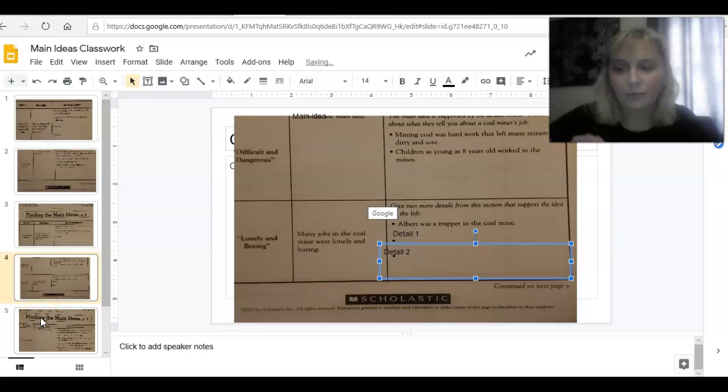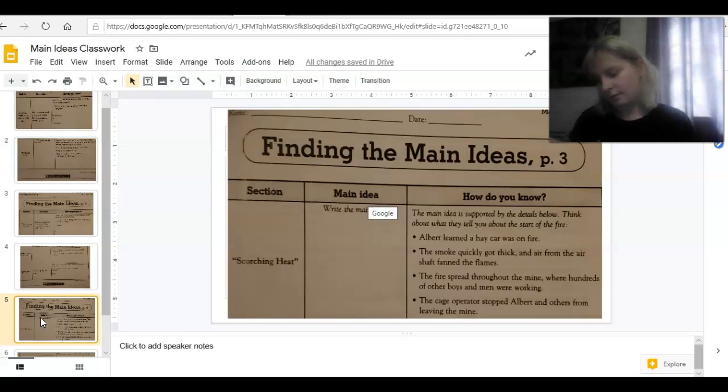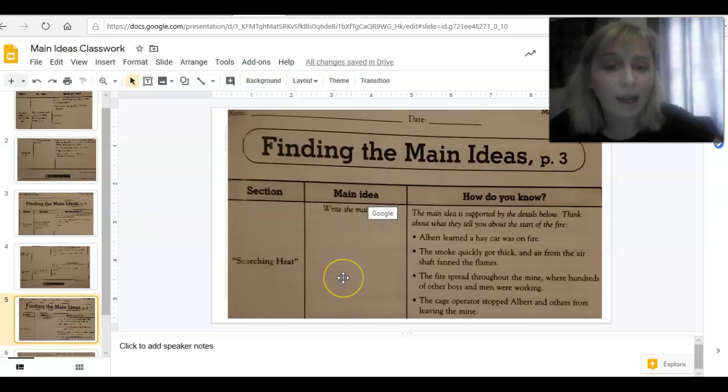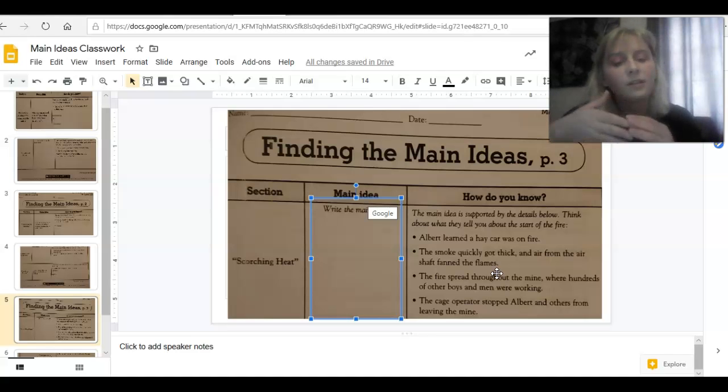All right, next one. So the next section that we're looking at is scorching heat. That is on page 8. This is one where we have to figure out the main idea of that section using these details that they give us. So they give us 4 details. And as I'm reading them, think about, what do these details have in common? What is the common thread? What is the thing that they're referencing that each one is supporting?